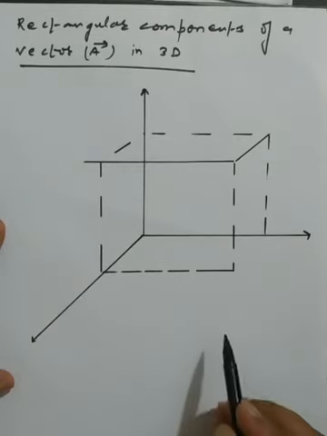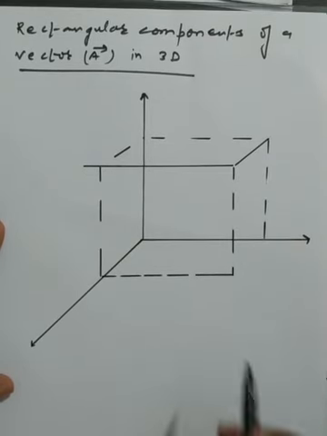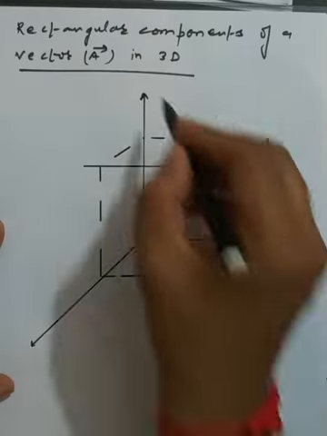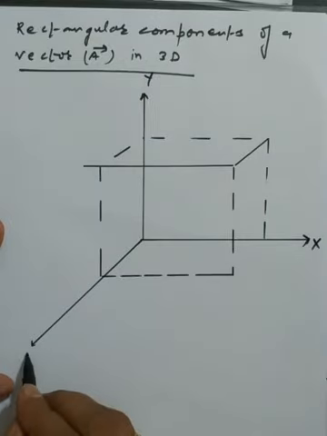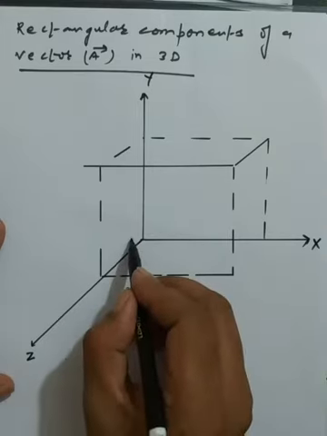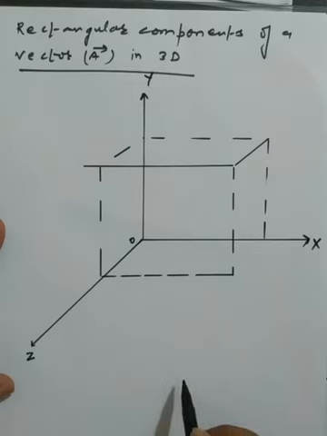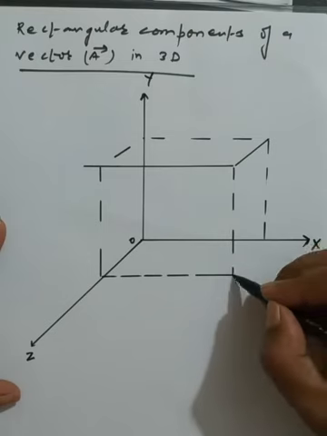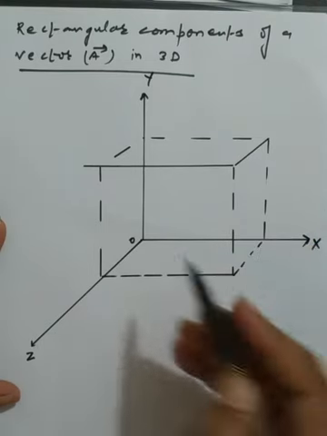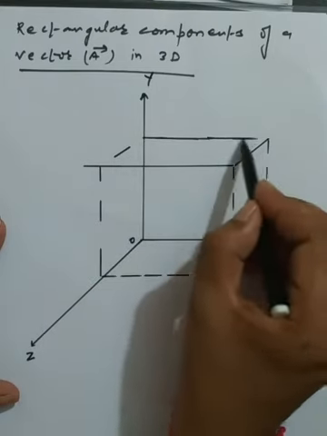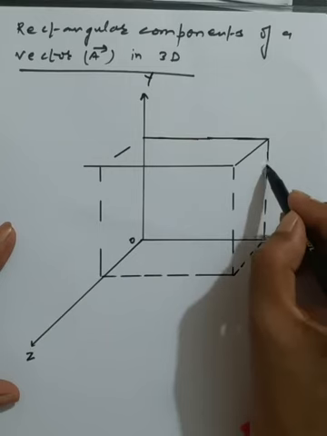Now dear students, rectangular components of a vector in 3 dimensions, so we have to consider the 3 axes. This one is the x-axis, this one is the y-axis, and this one is the z-axis. Okay, and we have to consider a parallelepiped, that is the kind of shape I am naming. For this parallelepiped, first I am completing this one portion in the xy plane.